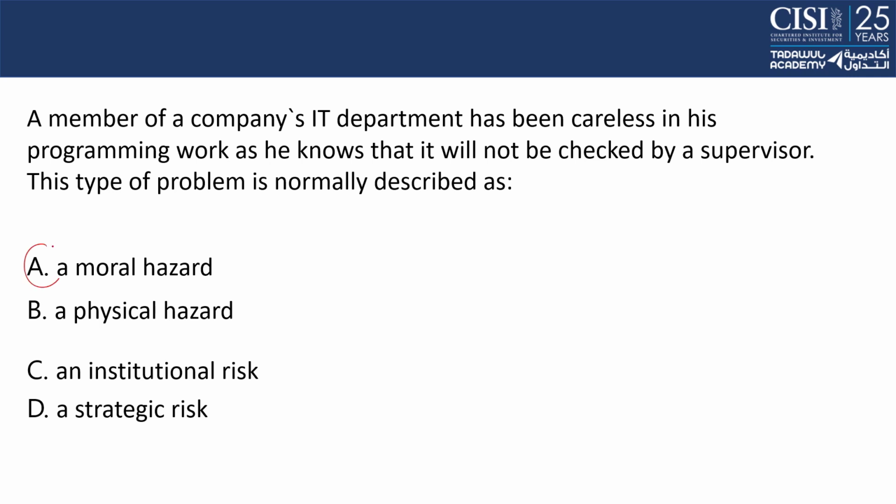So the answer is moral hazard. Moral hazard means not caring about the consequences. For example, banks will take a lot of risk. They will defraud the customers. They would cheat. They would lie. And they would take very bad decisions because they don't care. If anything happens to them, the central bank will come in and bail them out. That's moral hazard. The programmer doesn't care because he knows nobody's going to check after him. This carelessness, having no care about your actions, is what moral hazard is.